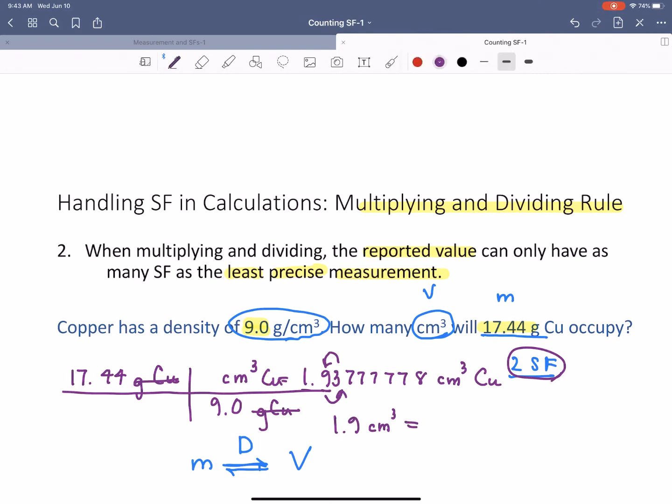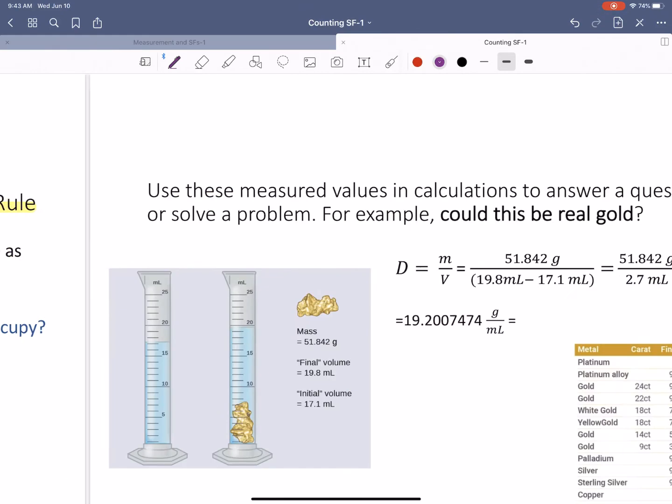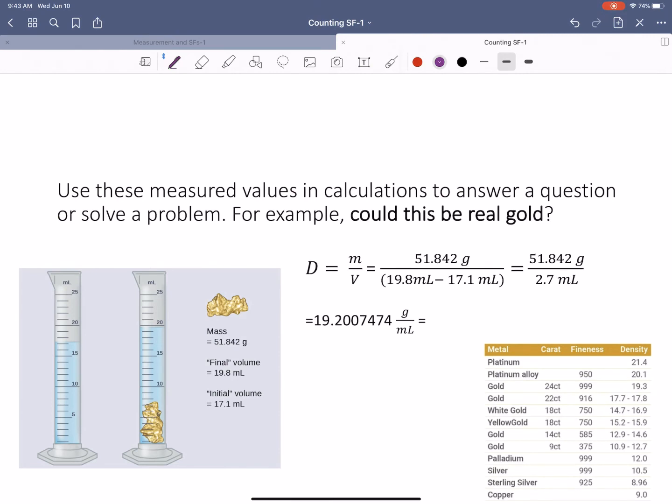Cubic centimeters is a volume, and I'm going to write a subscript Cu to say the volume of copper. Put a box around it, that's our reported value. Okay, so here we're using both of these two rules. We've got the add and subtract rule. Here, we can only go as far right as both numbers go. They both go to the tenths. Our answer goes to the tenths. This has 2 sig figs.